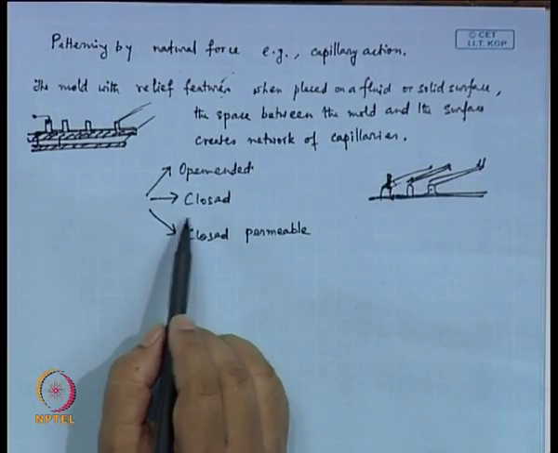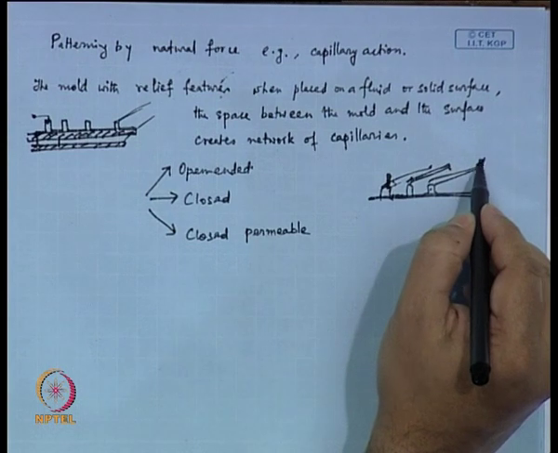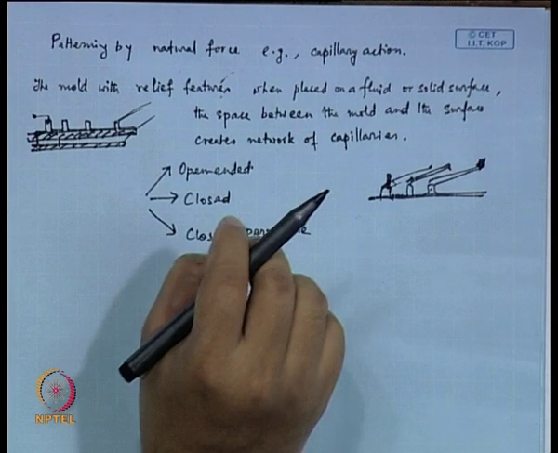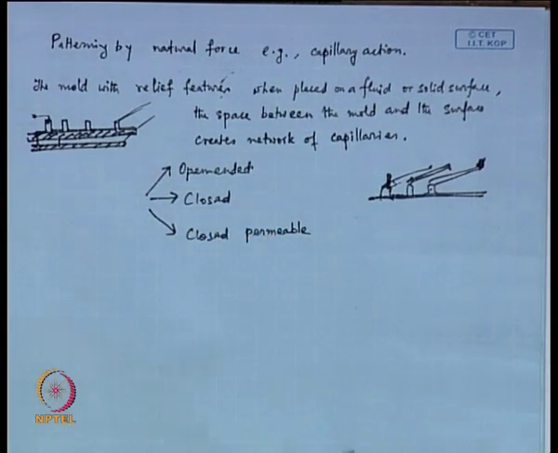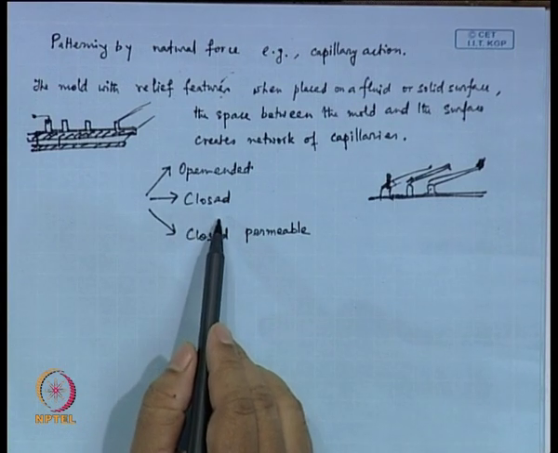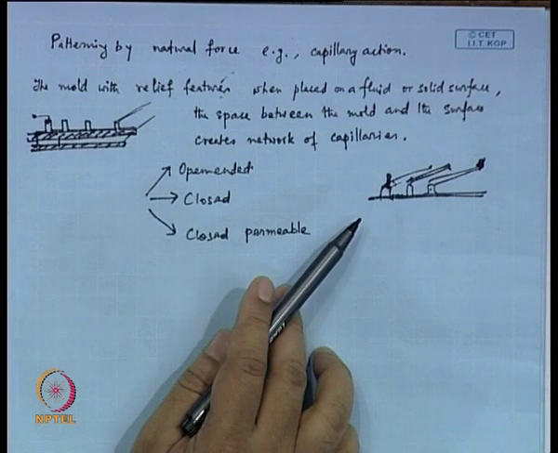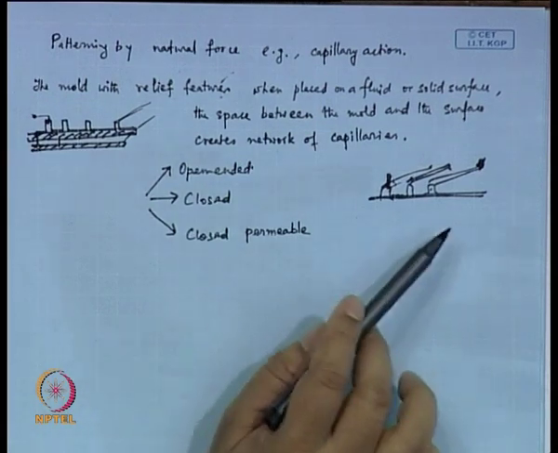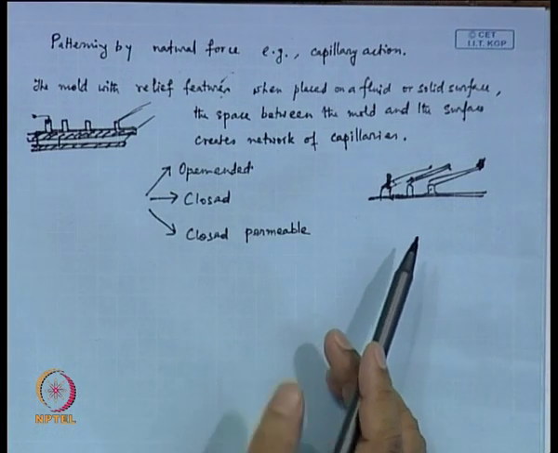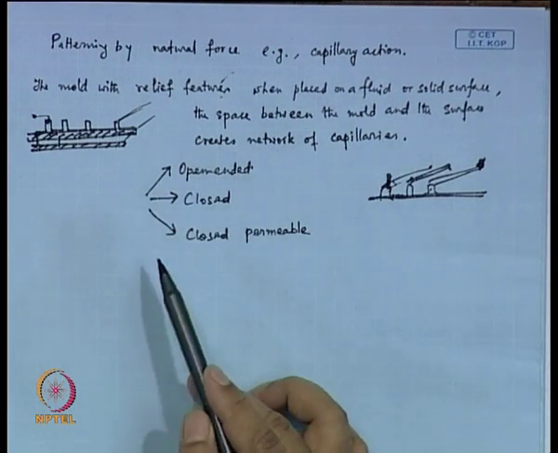The second is closed one, that means you do not have any air outlet. So, it is all closed except the end through which you have introduced the polymer, that liquid polymer above its glass transition temperature. So, in that case you will consider these to be closed. If the capillary action is pushing that liquid, but still air is getting compressed, you need to understand this. And the third type is closed permeable.